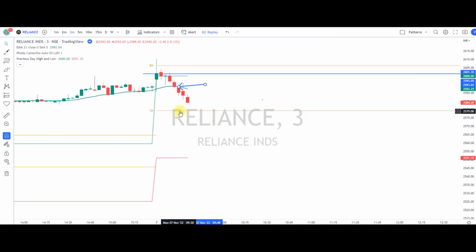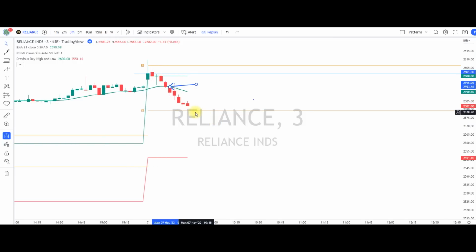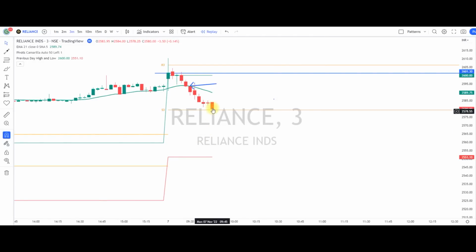As S3 is nearby, we can always book our profits there, or you can do a quick scalping and exit the trade. See, Reliance touched the S3 zone, so we can book our profits here. Once you book your profits here at the S3 zone, you should not enter into another trade before you get a strong confirmation. We'll see how the price is behaving at this zone.